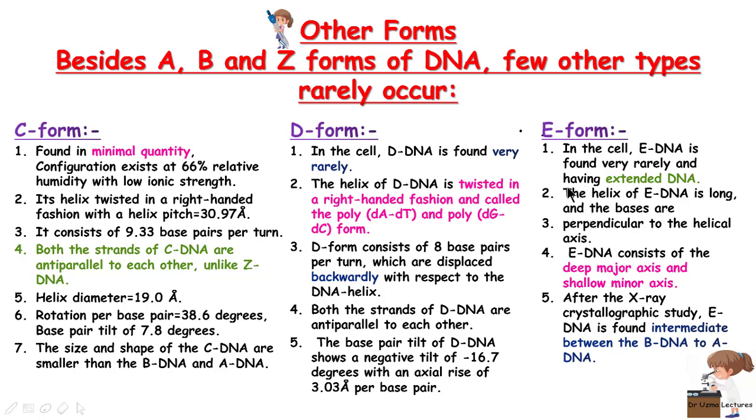E-DNA consists of a deep major groove and a shallow minor groove. From X-ray crystallography, the E-DNA is found as an intermediate between the B-DNA and the A-DNA.